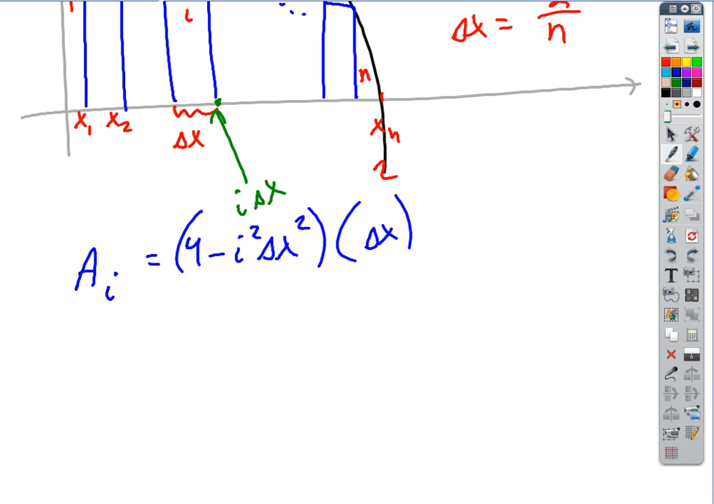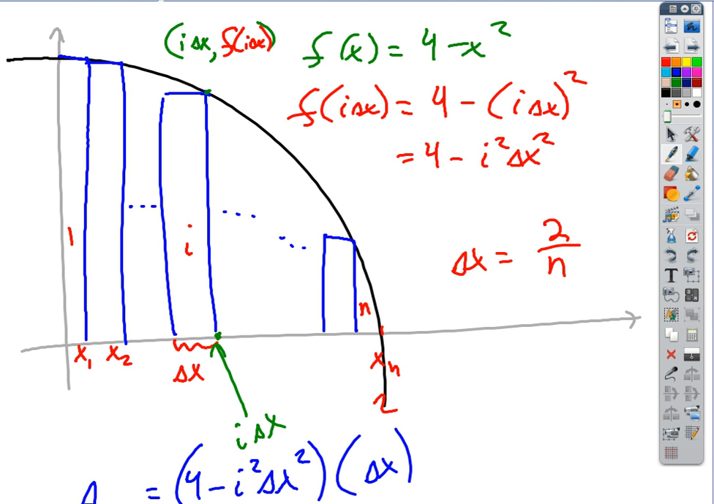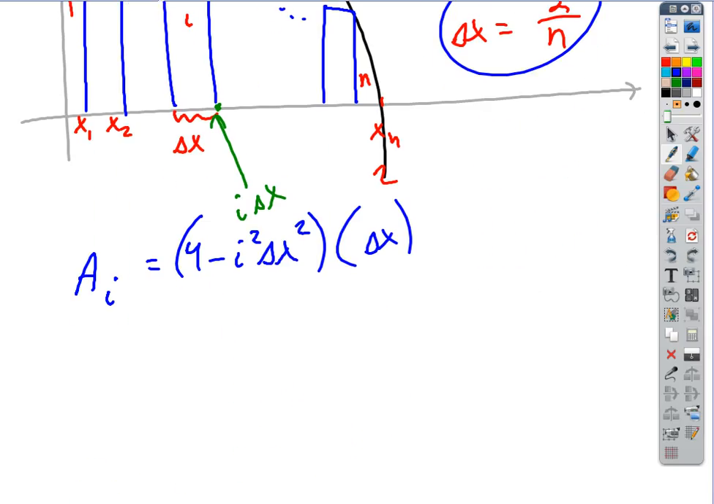I've been talking a lot, so it's easy to lose track, but here's how we got that height. All we did was evaluate our function at that x value, which is i steps of width delta x from our starting place. So i delta x. But look at this: delta x is 2 over n, so we could even plug that in down here.